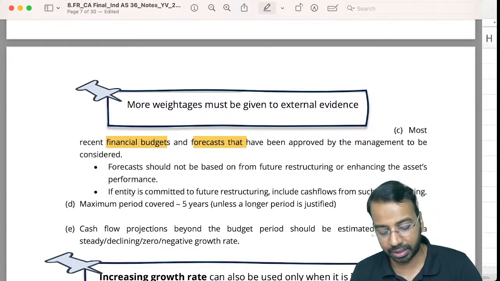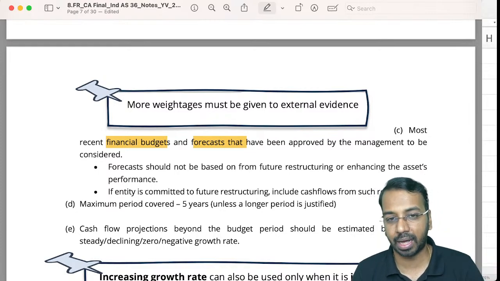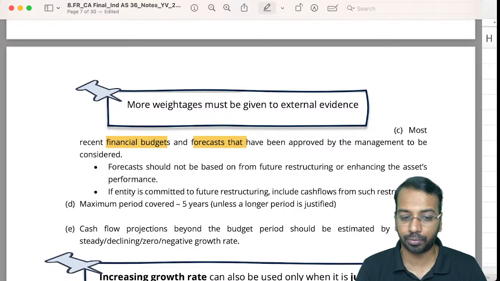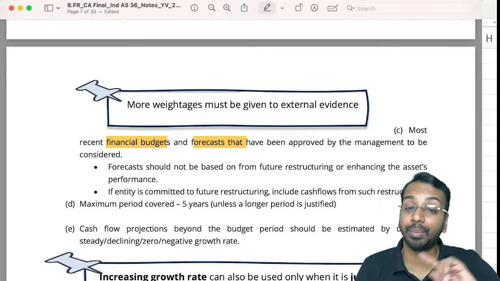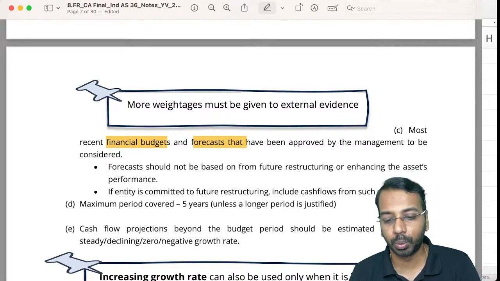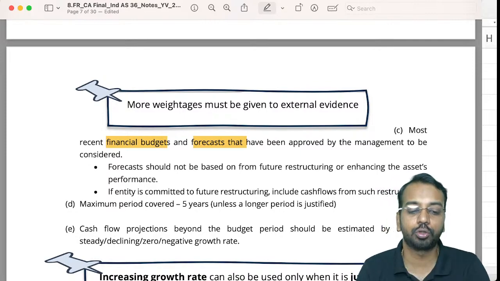Committed means I have agreed with the supplier, I have approved the plan, shareholders have approved, everything is approved. So only when the entity is committed to that plan, you should include it. Otherwise, you should not consider it.